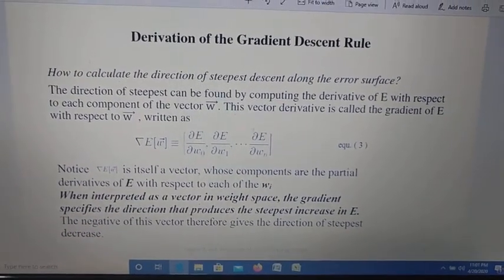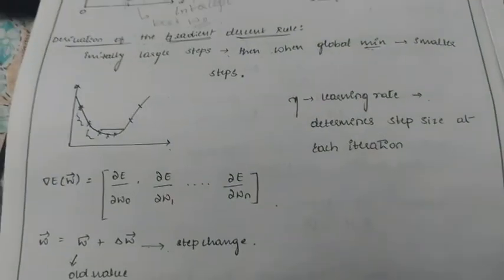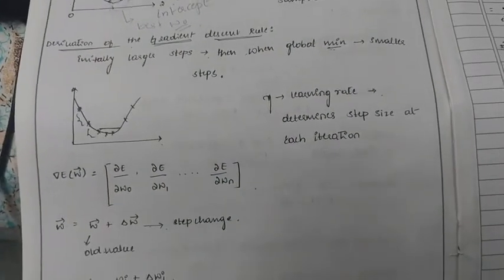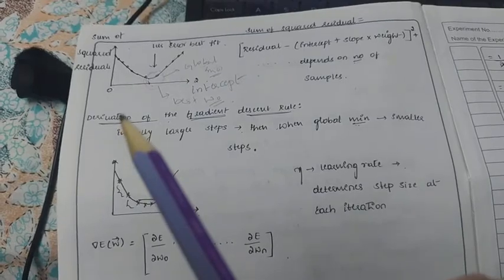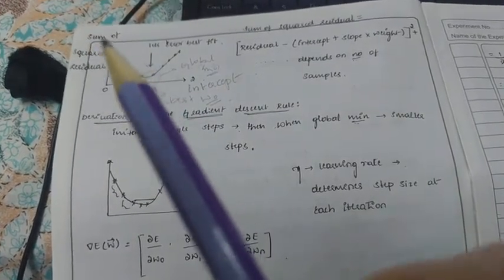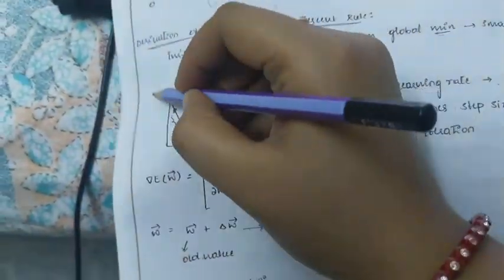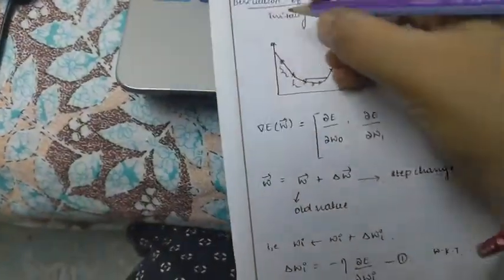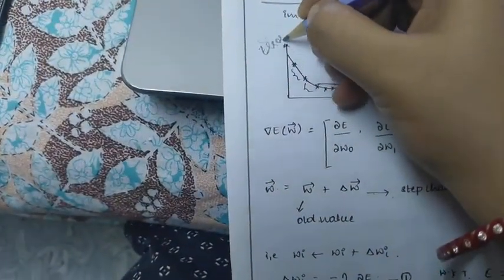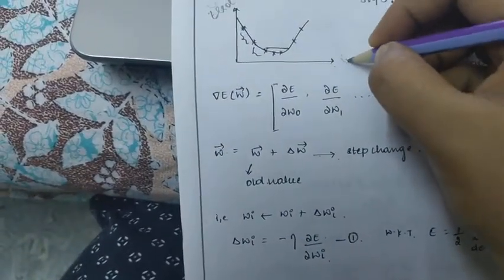So let's see the derivation part. This is the derivation of the gradient descent rule. We know that this is a graph that was plotted earlier, a graph of the sum of squared residuals, or we can say a graph of error. This is a graph of error versus the intercept.